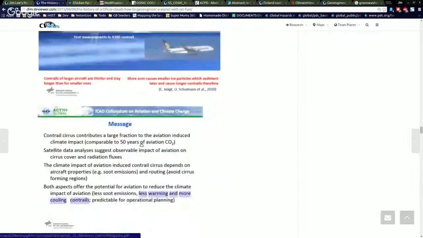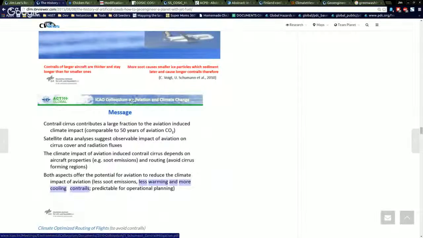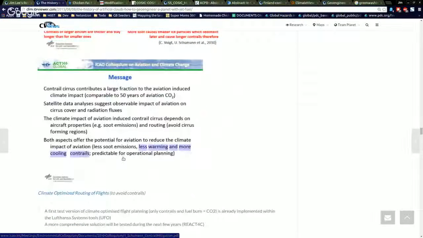Says so right here. This is Ulrich Schumann talking at the ICAO Colloquium on Aviation and Climate Change. And this is the smoking gun. These clouds are now being geoengineered for sure. And we know why and who and how. Both aspects offer a potential for aviation to reduce the climate impact of aviation: less soot emissions, less warming, and more cooling contrails. Now, we want less warming contrails and more cooling contrails, that is intent. That is the I word that everybody's looking for. I want to know intentionally somebody is screwing with the clouds to do X, Y, and Z. Ulrich Schumann, ICAO.